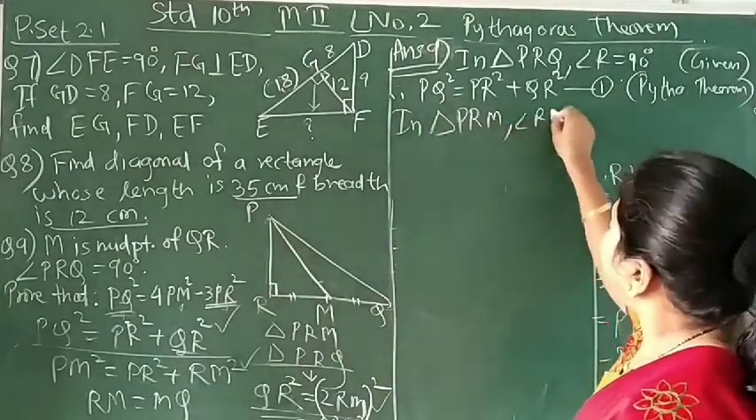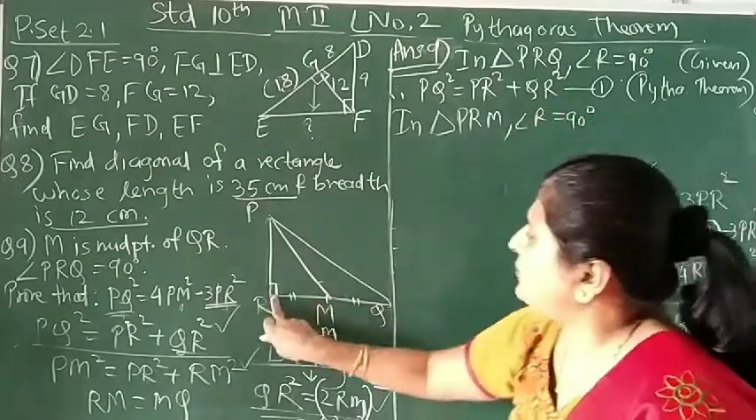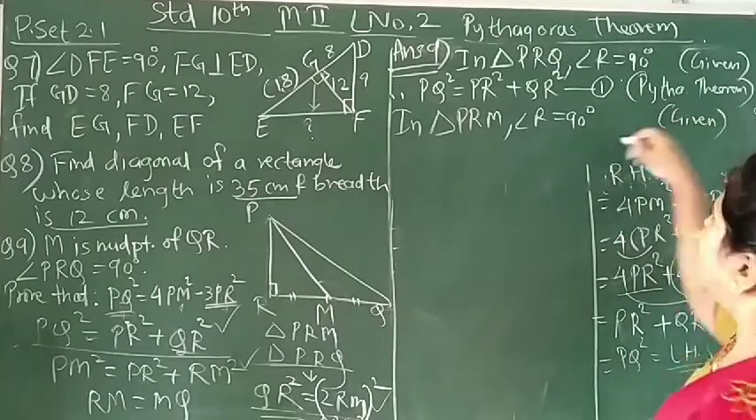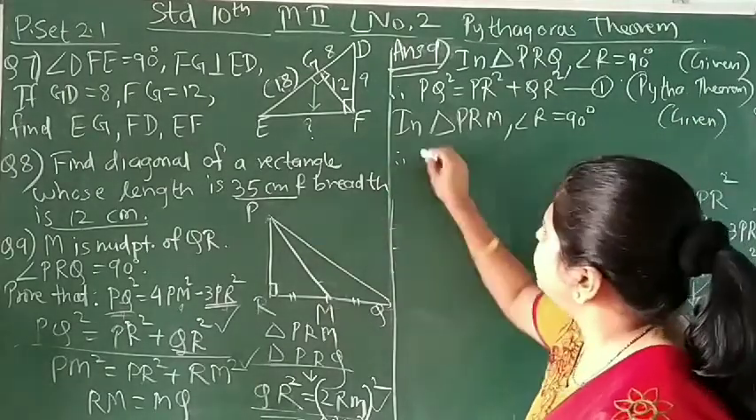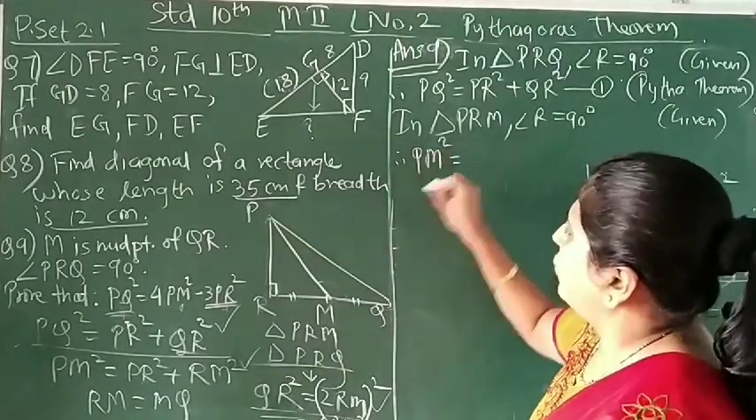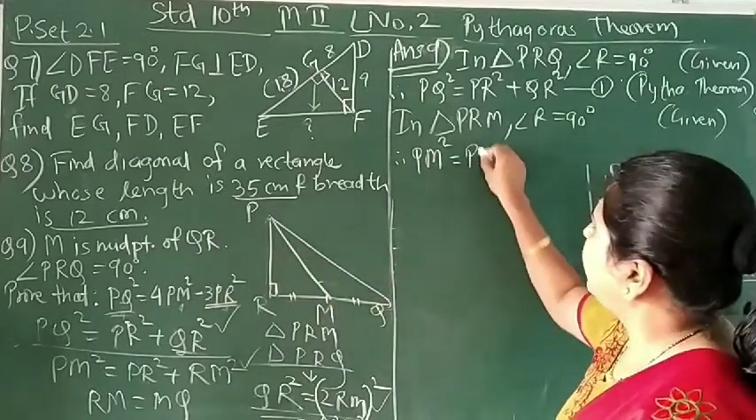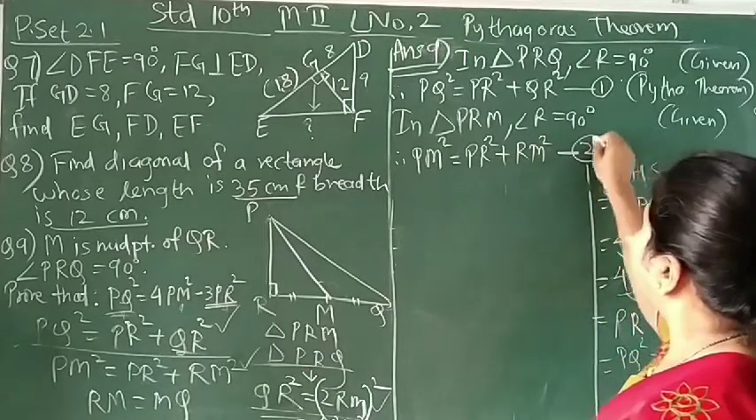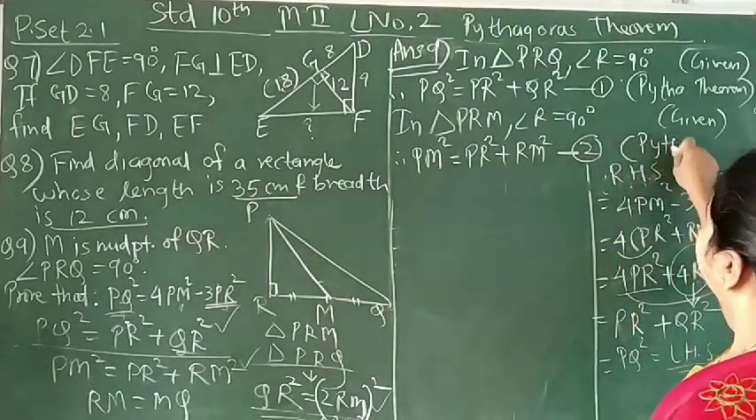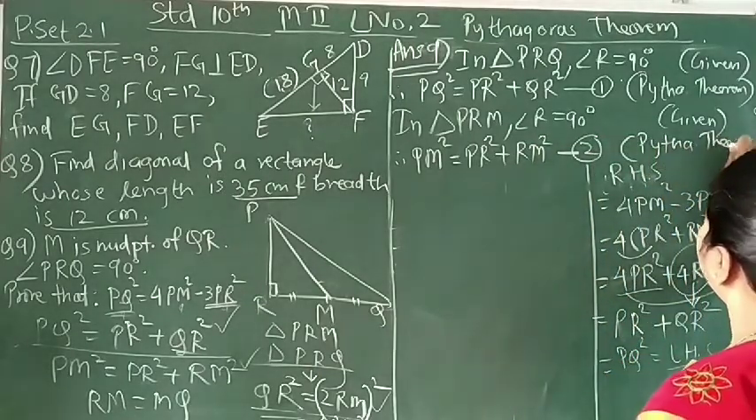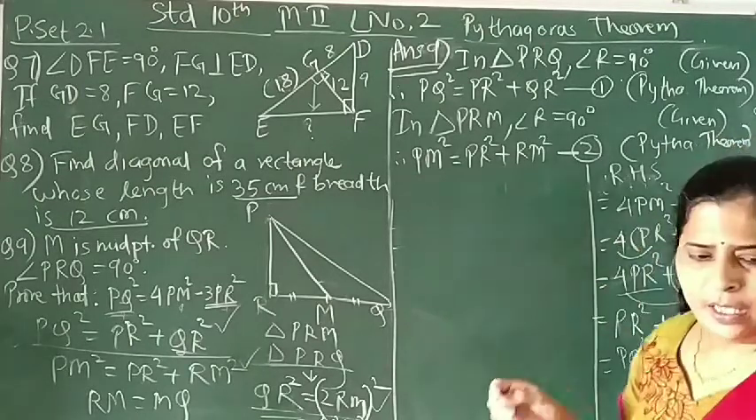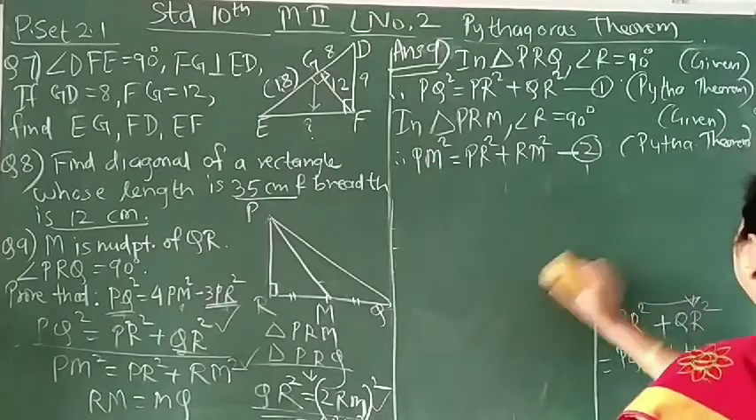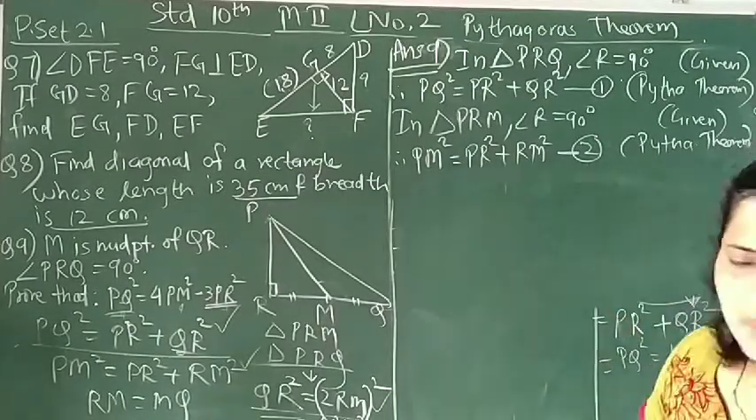Okay. Now in triangle PRM, again angle R is right angle 90 degrees, which is also given here, and that's why we can say that PM square is equal to PR square plus RM square. Statement number 2, again the reason is Pythagoras theorem. Now as we have an idea in which way we have to solve, so let me rub this part over here. Okay, this is statement number 2.